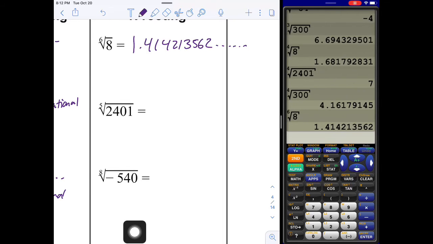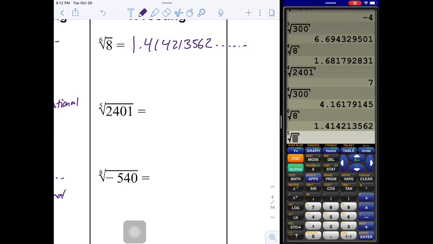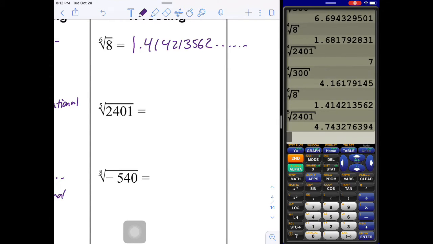How about this next one? So I'm going to press 5, my index, math, and I'm going to choose x root, 5, 2401, and that gives me another irrational number.